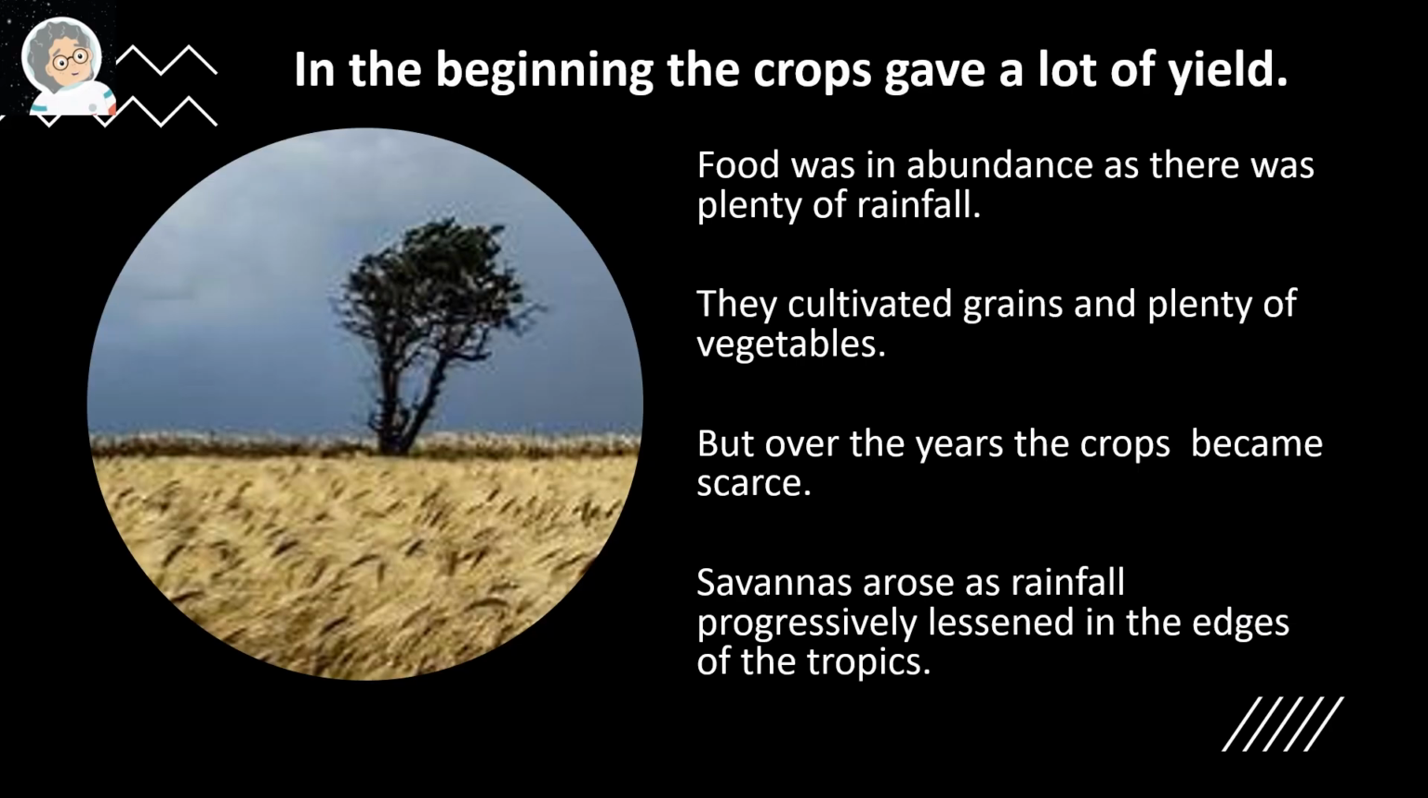In the beginning, the crops gave a lot of yield. Food was in abundance as there was plenty of rainfall. They cultivated grains and plenty of vegetables. But over the years, the crops became scarce. Savannas arose as rainfall progressively lessened in the edges of the tropics.